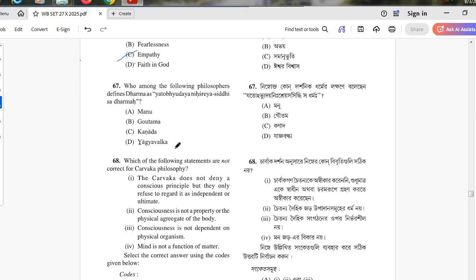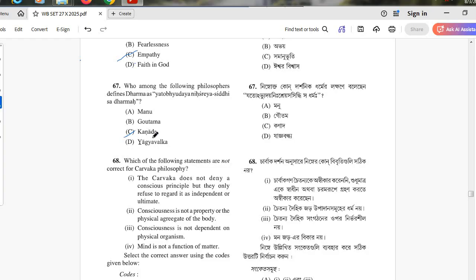Who among the following philosophers defines dharma? A. Manu, B. Gautama, C. Kanada, and D. Jaggobalko. And question 67 correct answer is Kanad.